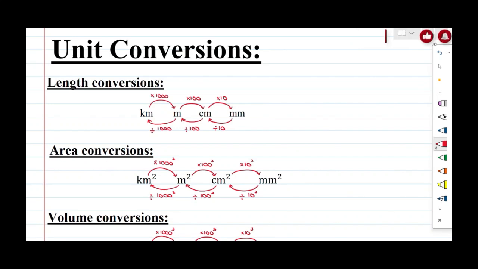We do the same for area conversions. When we have area conversions, we have kilometer square to meter square. So you just have to square everything. From kilometer square to meter square, you multiply by 1000 square. Meter square to centimeter square, multiply by 100 square. Centimeter square to millimeter square, multiply by 10 square, right?